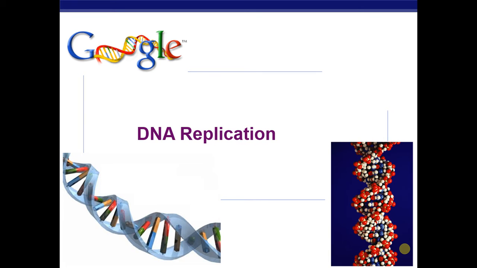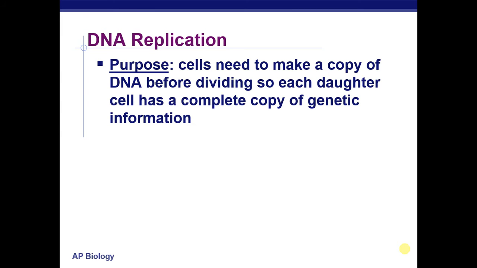All right, so today we're going to take our look at DNA replication. DNA replication happens when cells need to make a copy of DNA, and we learned one of the most important times is during the cell cycle, during the S phase. Remember the S phase, the synthesis phase, when we're going to synthesize new DNA before we go through mitosis or meiosis in making daughter cells or gametes.